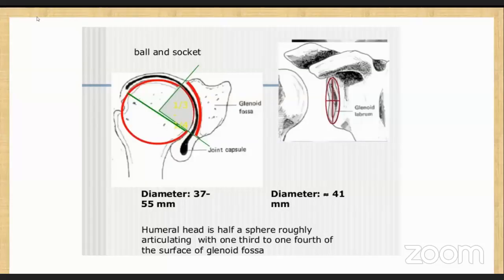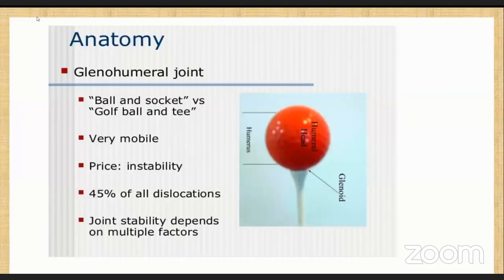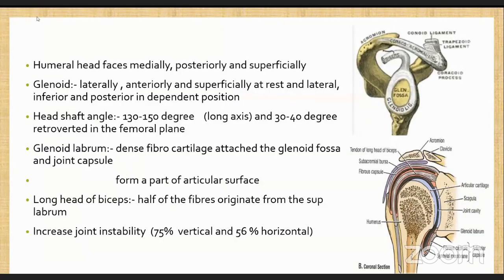Just to know about the anatomy, the shoulder joint enjoys its mobility at the cost of stability. The diameter of the glenoid is 41, including the diameter constructed by the labrum. So there is a tremendous mismatch between the glenoid and the ball of the shoulder. It is classically described as a golf ball and tee, very mobile, hence instability. It accounts for 45% of all dislocations, and joint stability depends on multiple factors, as we know.